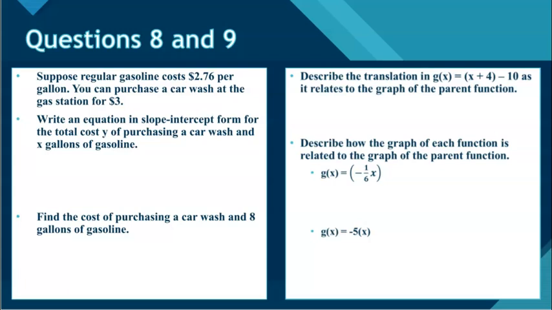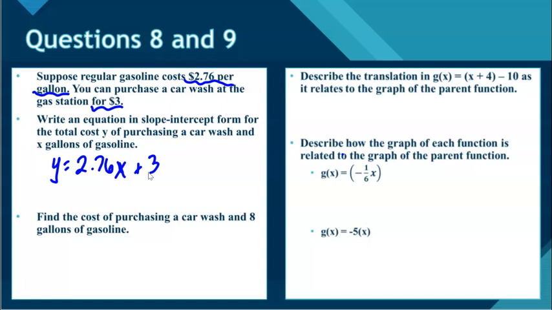Question 8. Suppose regular gasoline costs $2.76 per gallon. You can purchase a car wash at the gas station for $3. Write an equation in slope-intercept form for the total cost y of purchasing a car wash and x gallons of gasoline. So this part right here, $2.76 per gallon, that is our rate or our slope. And the car wash is only one cost. It only costs $3. So that would be our y-intercept. So I would have y equaling 2.76x plus $3.